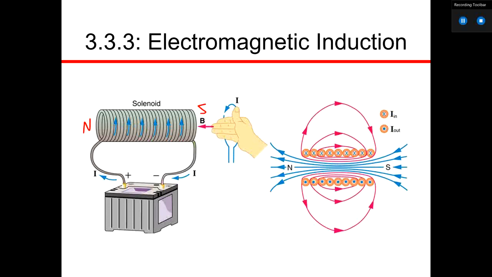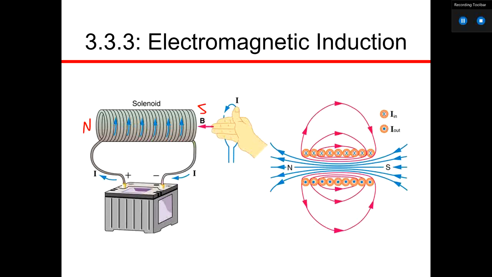Now, Faraday, a few years later, said, well, if we run a current through a wire and it generates a magnetic field, what would happen if we took a magnetic field and passed it through a wire that doesn't currently have a current through it? If a current can create a magnetic field, why can't a magnetic field create an electrical current? And that's exactly what he did.